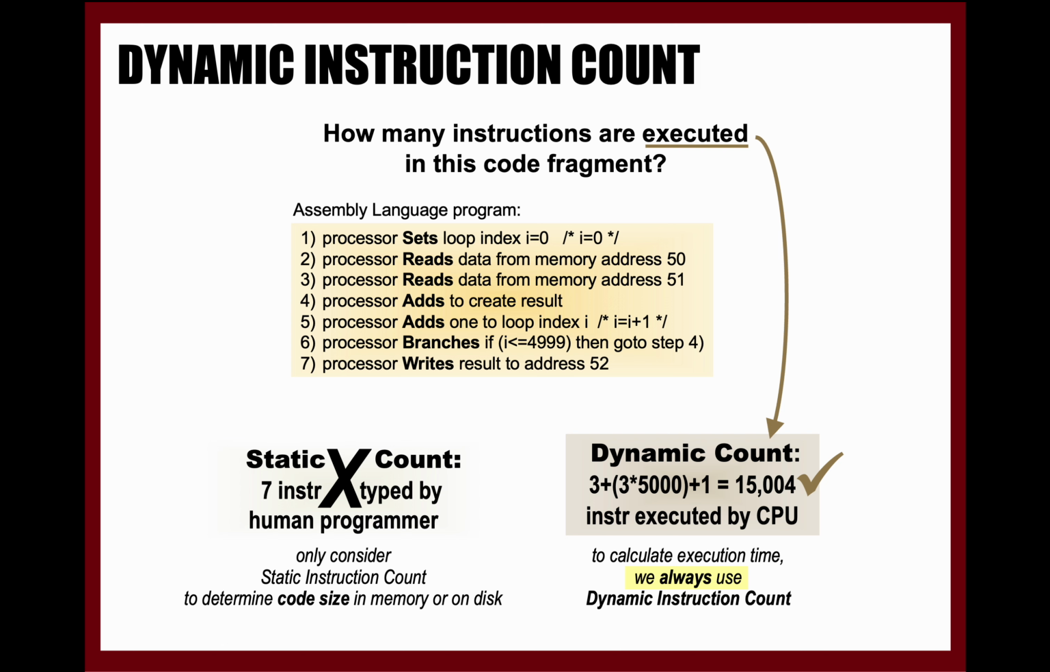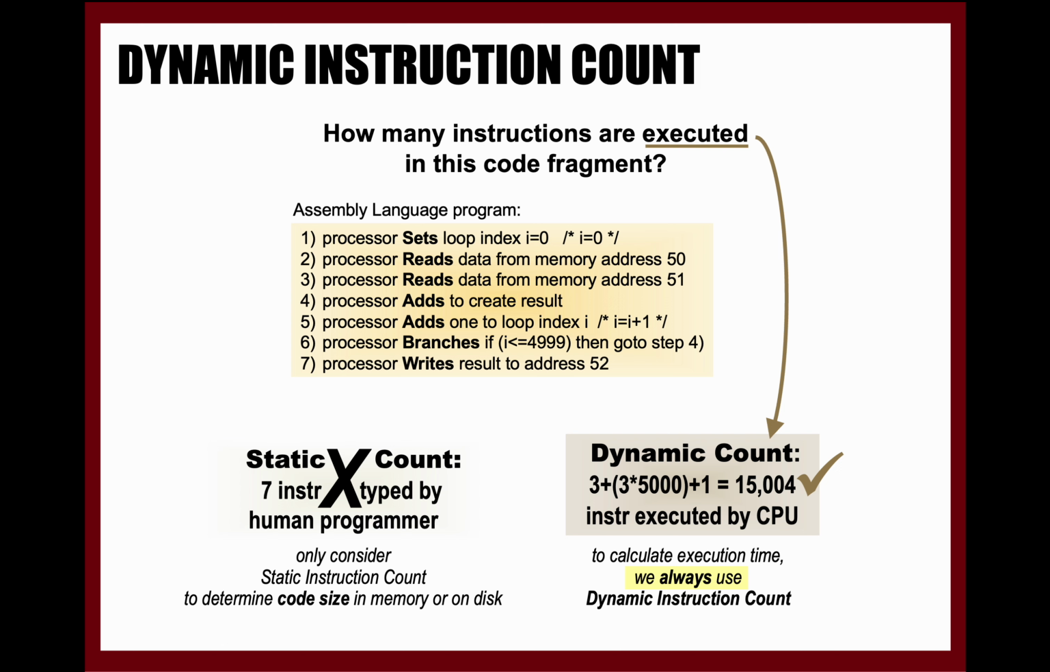Now let's take a look at two types of instruction counts. Static instruction count. This is the total number of instructions in our program as written by a human programmer. Here we have 7 instructions. It gives us an idea about the size of the code in the memory or on the disk.